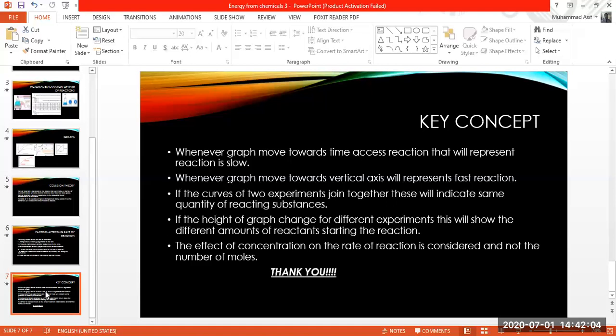Remember, always, the rate of reaction of 10 cm cube of one molar solution will be faster as compared to 10 cm cube of 0.1 molar solution. Now, if we take 10 cm cube of 1 molar solution and 100 cm cube of 0.1 molar solution, volume has no effect. The rate of reaction of 100 cm cube of 0.1 molar solution will be less as compared to the rate of reaction of 10 cm cube of 1 molar.